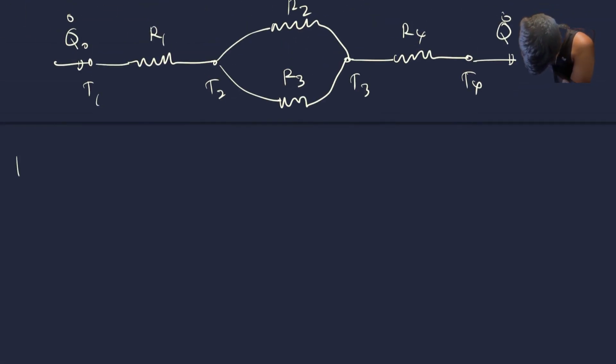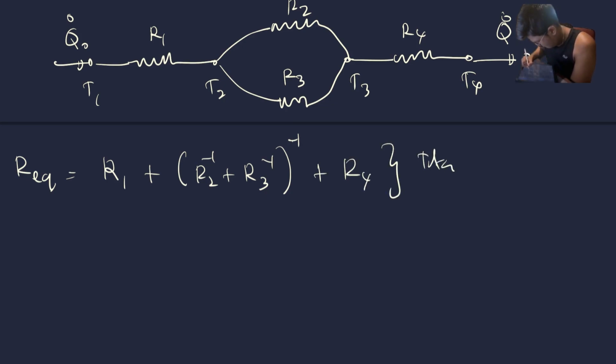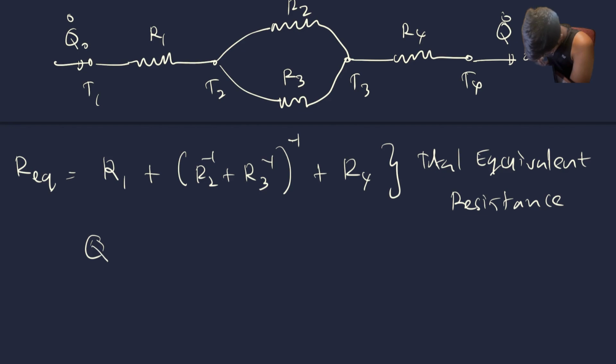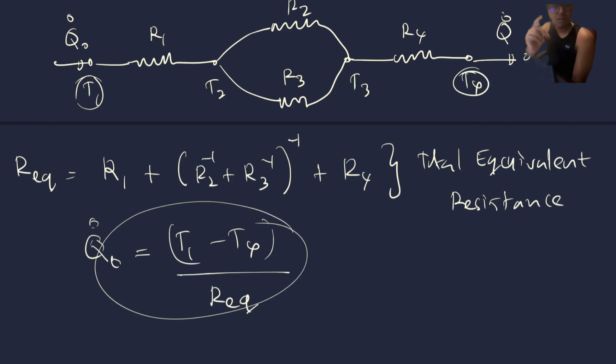Thus, Req is the series resistor R1 plus the inverse of R2 inverse plus R3 inverse, plus R4. Total resistance. Total what? Equivalent resistance. How about the heat flux? Q dot O is equal to T1 minus T4, the entire temperature difference, the driver, divided by the total equivalent resistance, Req. That's up to you to solve.